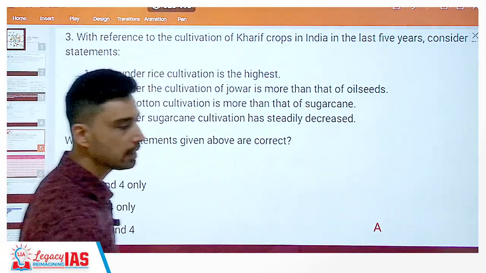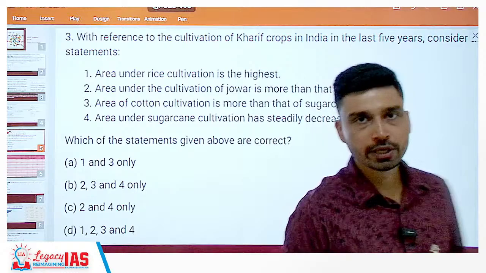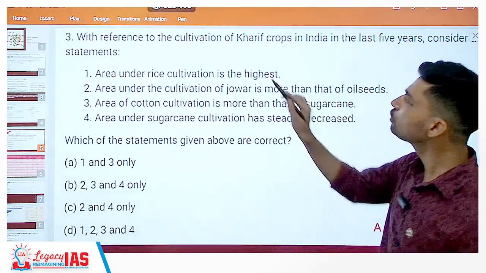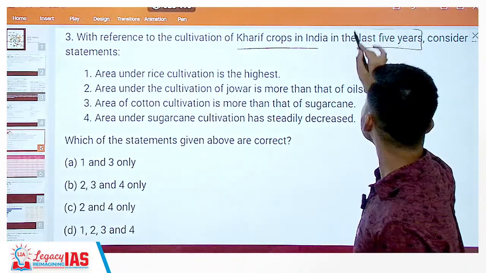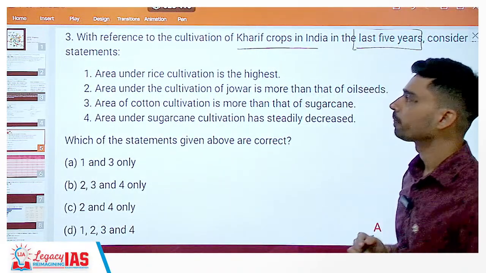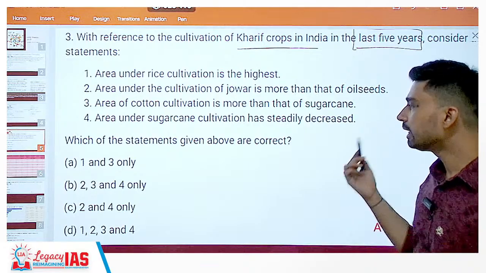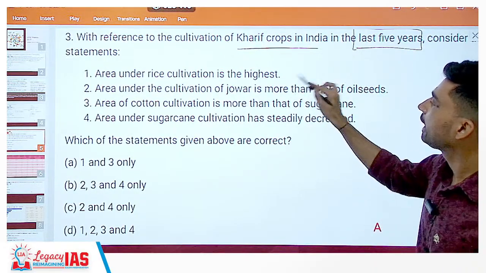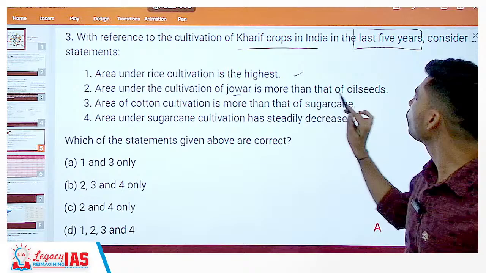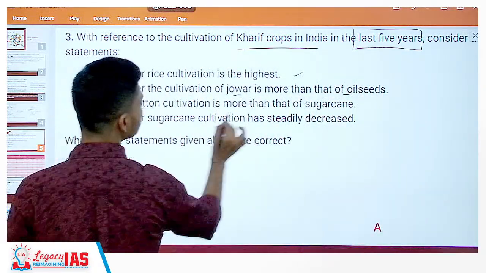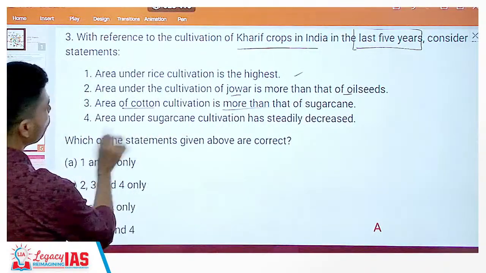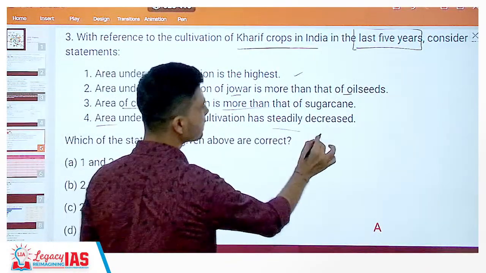The third question is again related to agriculture, where it has been asked: with reference to the cultivation of kharif crops in India in the last 5 years, consider the statements. First, area under rice cultivation is highest. Second, area under the cultivation of jowar is more than that of oil seeds. Third, area of cotton cultivation is more than that of sugarcane. And fourth, area under sugarcane cultivation has steadily decreased.